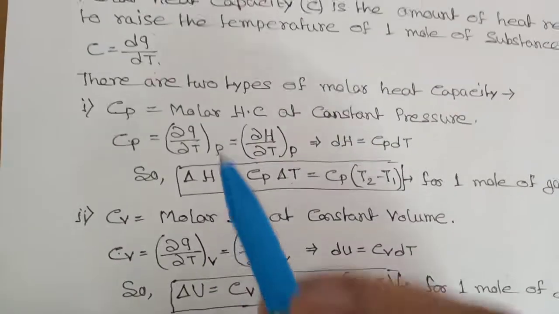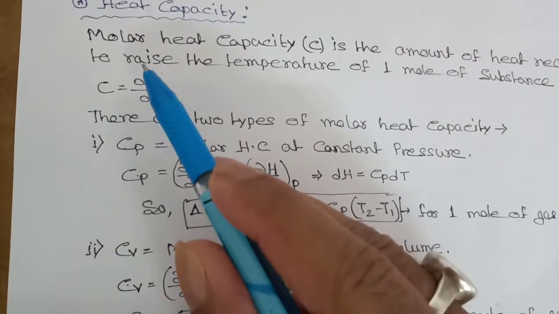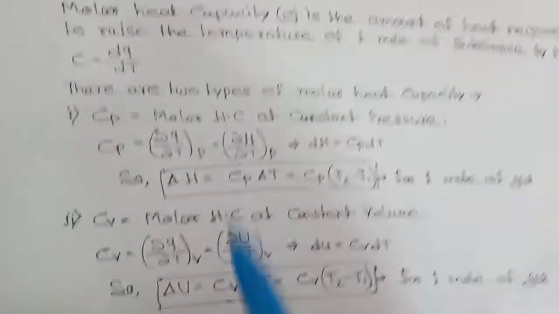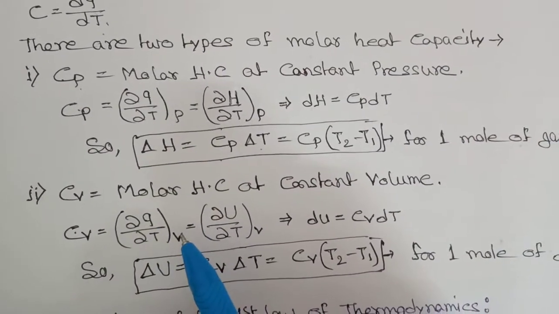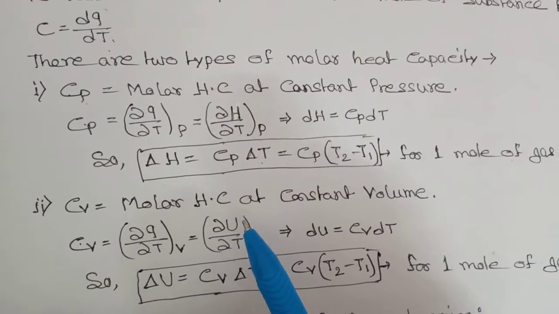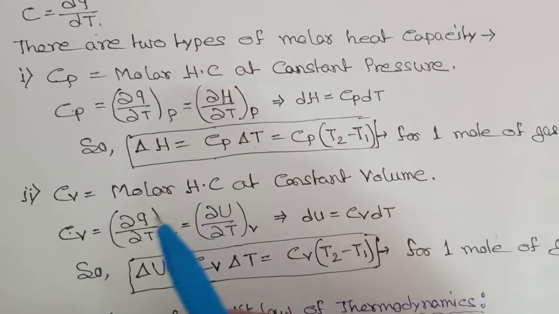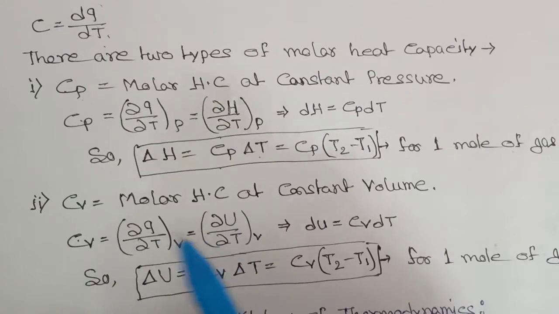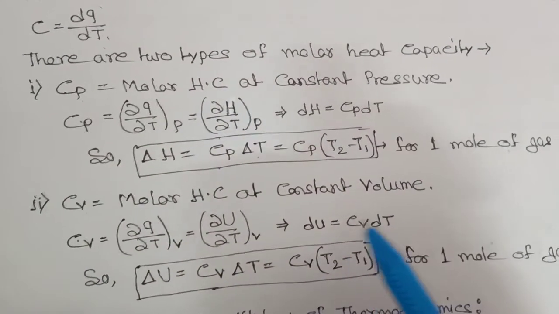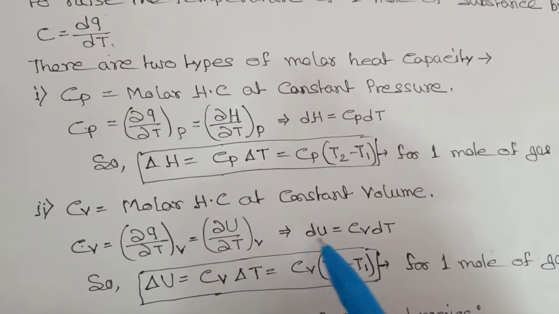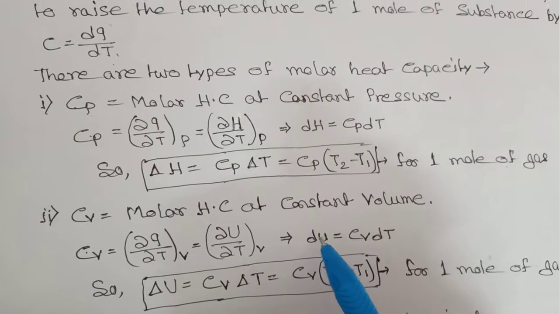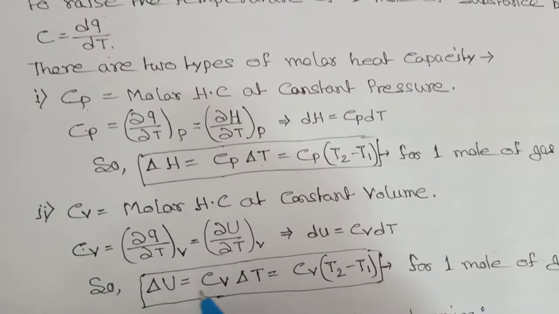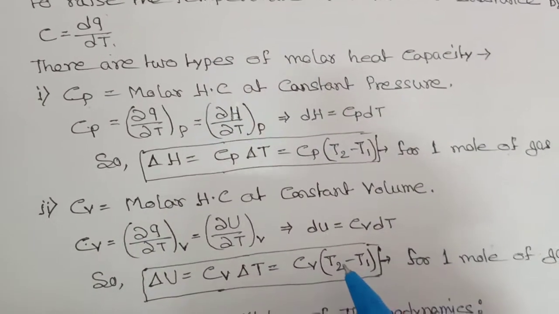And Cv means del Q by del T at constant volume, and heat at constant volume is equal to change in internal energy. So we can write del U by del T at V here. So dU is equal to Cv dT. Now we can change d to del. So del U will be equal to Cv del T. And del T means final temperature minus initial temperature. This is also applicable for 1 mole of gas.